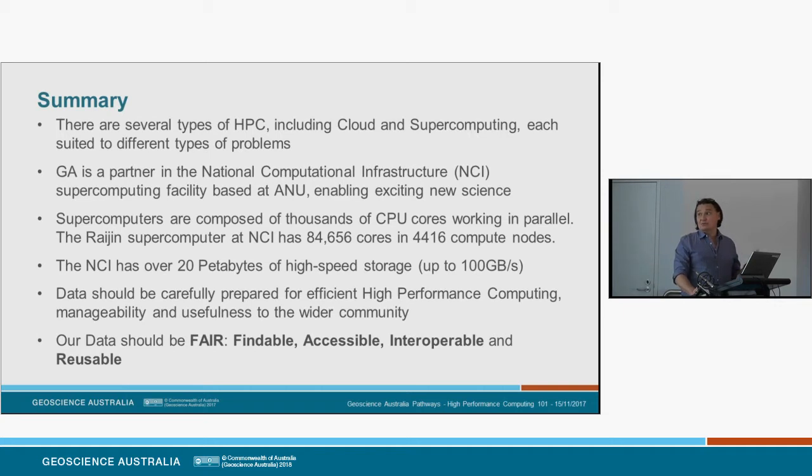The NCI's got 20 petabytes of high-speed storage, so the InfiniBand links, that's pretty awesome. That's one of the downsides with the public cloud. AWS have been addressing it and making more data available close to processing, but it's still a little bit expensive at this stage. And data needs to be carefully prepared for efficient HPC, and we need to make sure that we can manage it and that it's useful to the wider community. And the way we do that is by adhering to the FAIR principles.